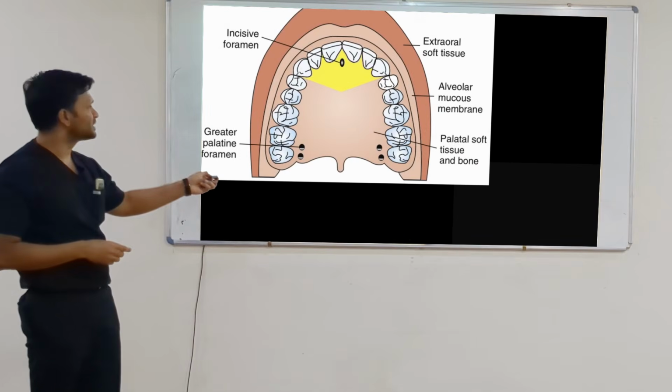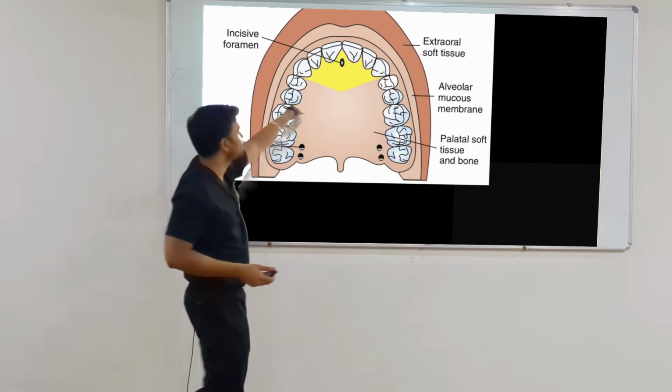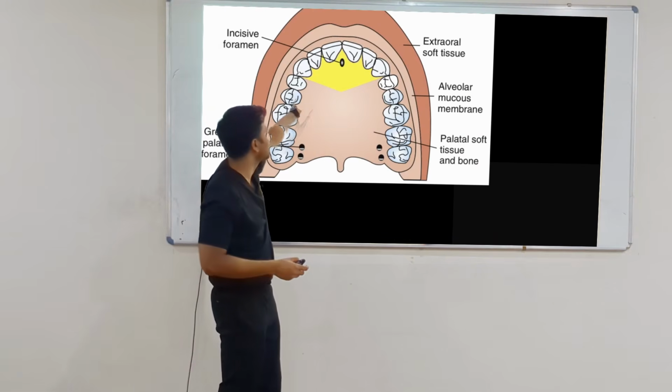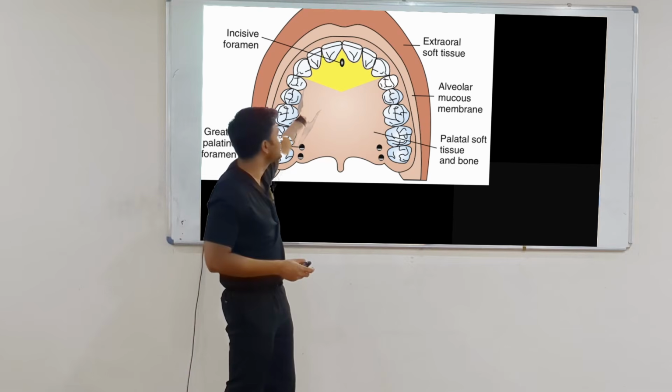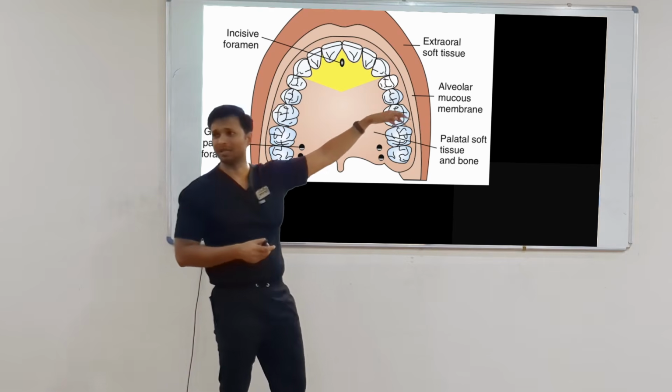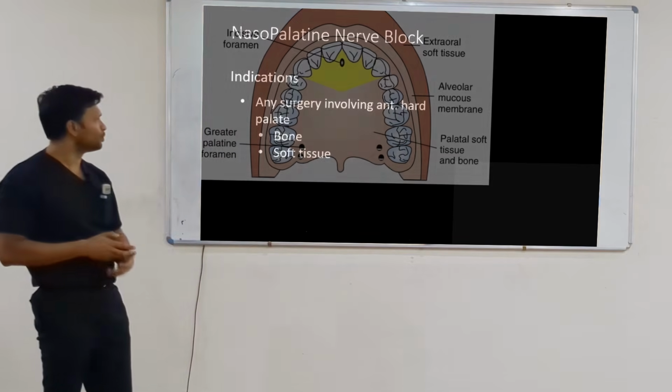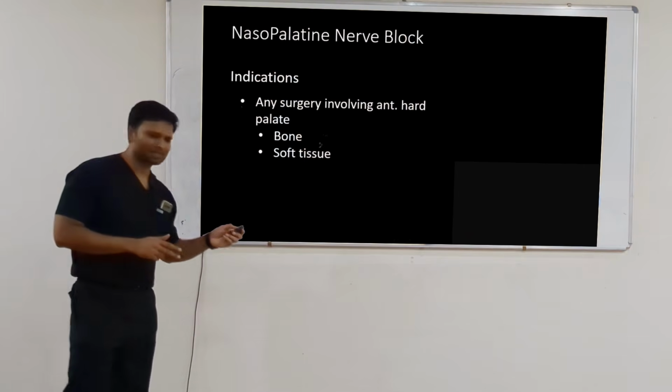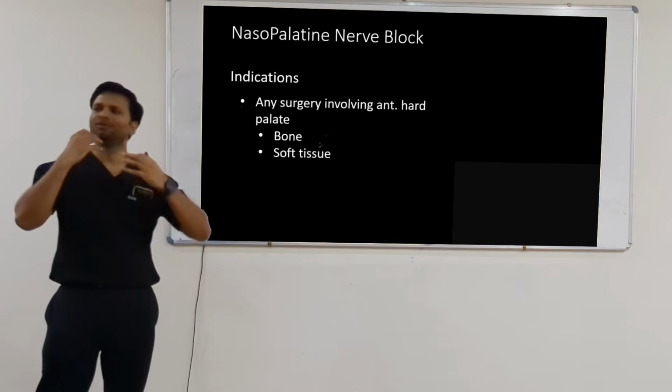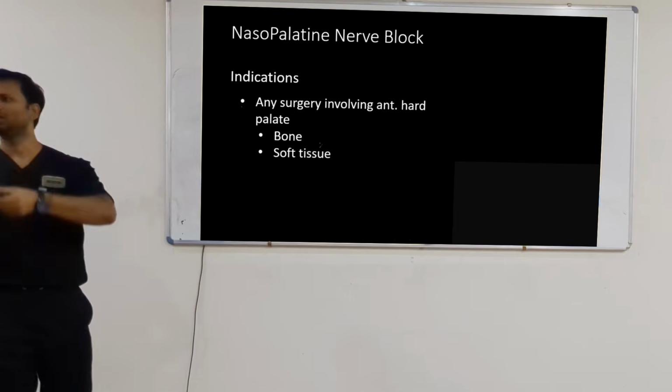So you're going to see this diagram in your textbooks. Yellow portion shows the area anesthetized, that is from canine to canine, distal of one side of the canine to distal of the other side in the palate, soft tissue and the bone. So indication, again the same thing, any surgery involving the anterior palate, be it bone surgery or soft tissue surgery.